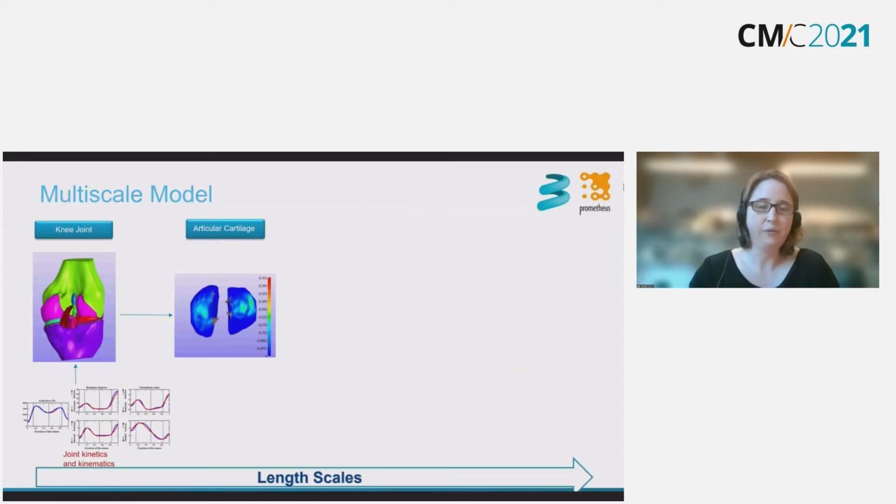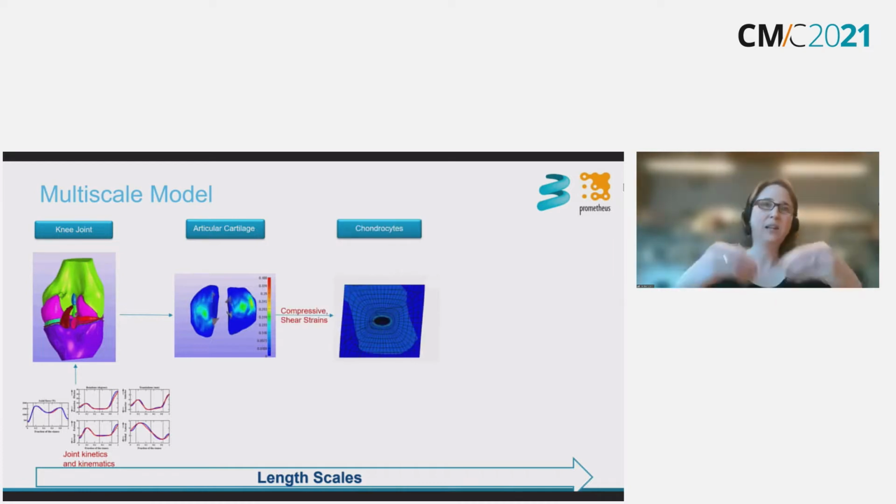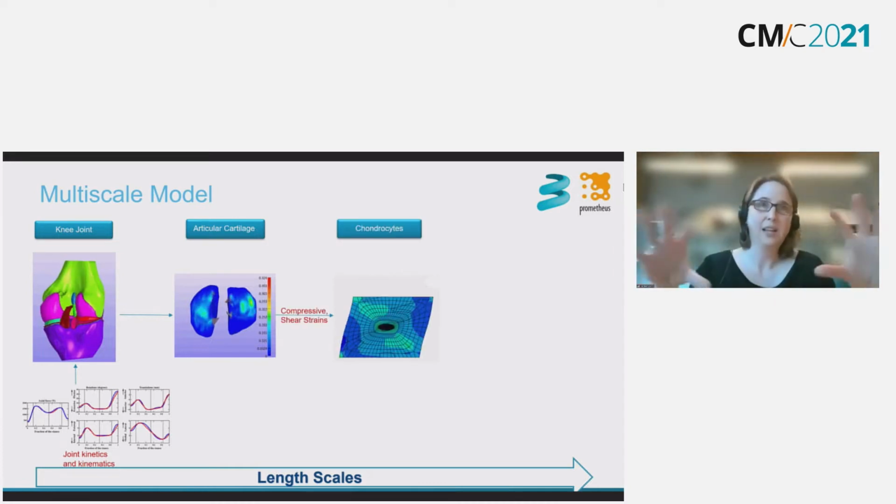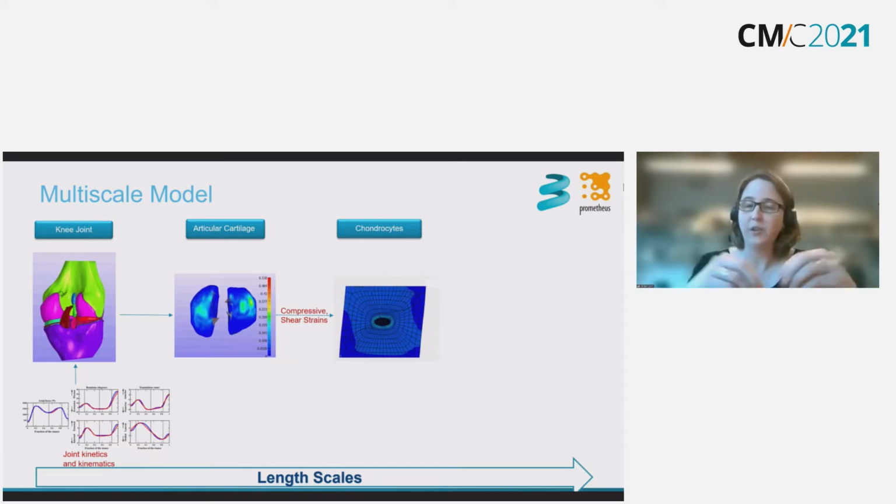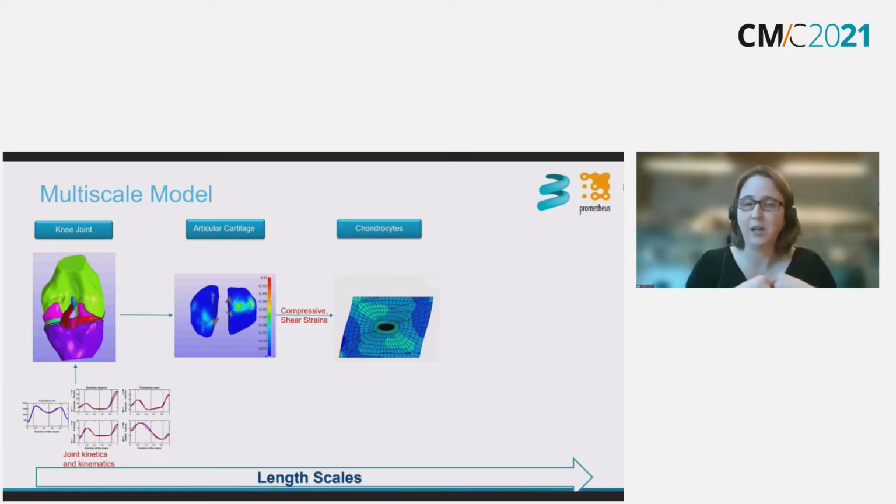Now, from this, we can look at what happens inside the articular cartilage. So that is the tissue that makes up the joint surface. And you can calculate the mechanical stimuli, and these mechanical stimuli will then act inside the tissue on the chondrocytes, which are the cells that make up the cartilage.